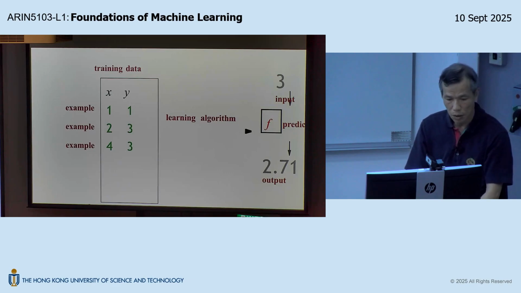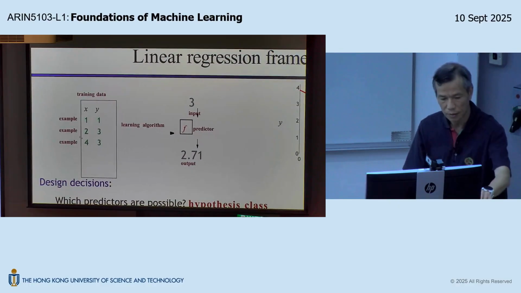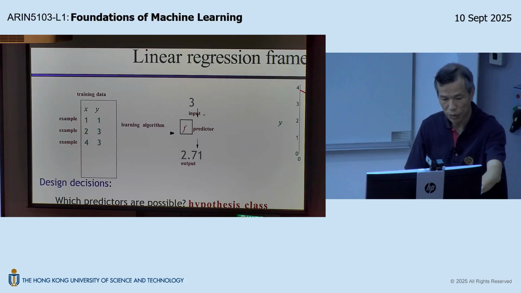So again, the idea is you are given this training set. You want to go through some algorithm and then produce a model. Once you're given a model, then you can do prediction. In other words, I give you a new number, say for example 3, and then you will be able to tell me that the output is 2.71.